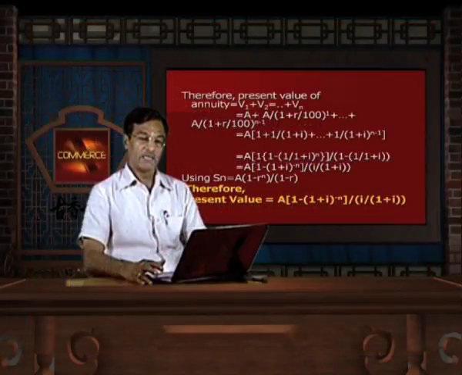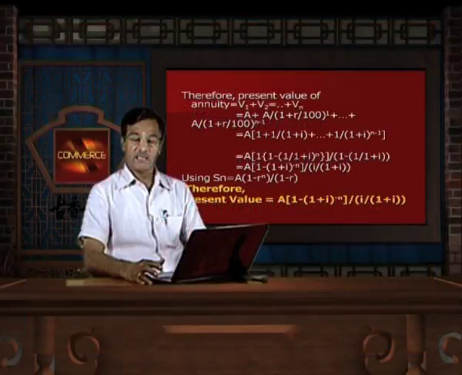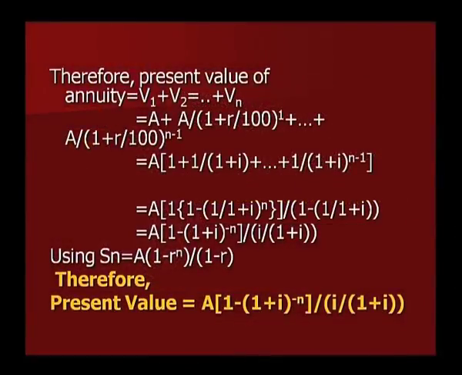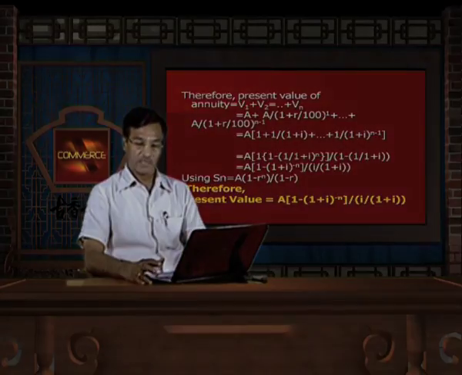Here we have calculated the present value of annuity by summing all the values V1, V2, up to Vn, that is the amount made at every installment, and the interest is calculated on every installment. The summation is performed by the formula Sn is equal to A (1 minus R^n) upon (1 minus R), that is the summation of a geometric progression when the common ratio is less than 1.